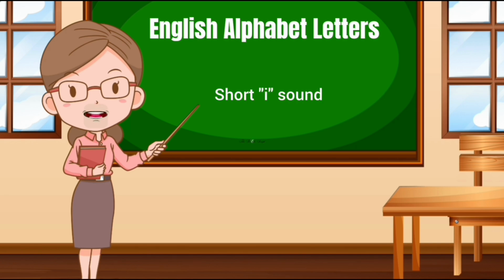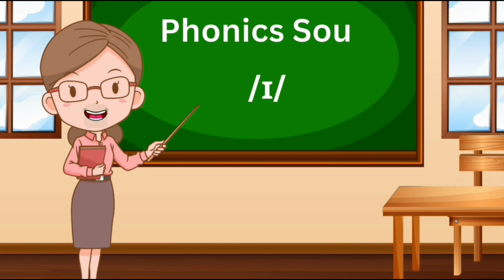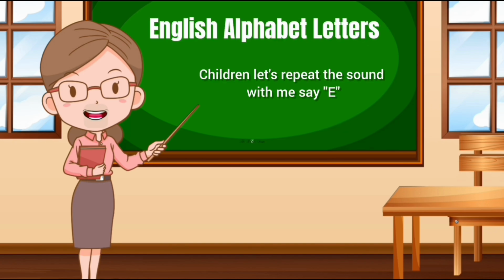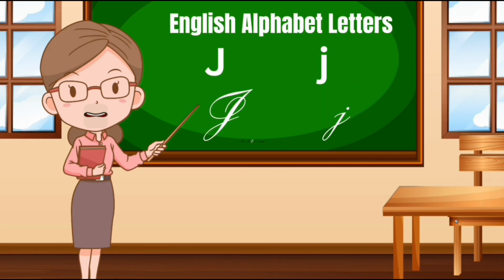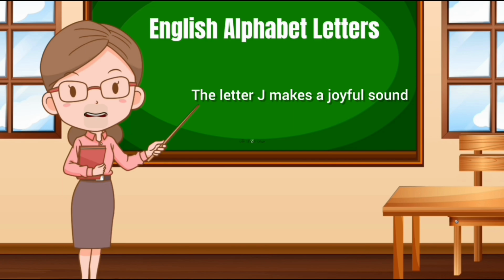Short I sound as in igloo. Phonics sound of letter I is E. Children, let's repeat the sound with me. Say E for igloo. Perfect. This is alphabet letter J. The letter J makes a joyful sound that sounds like J.